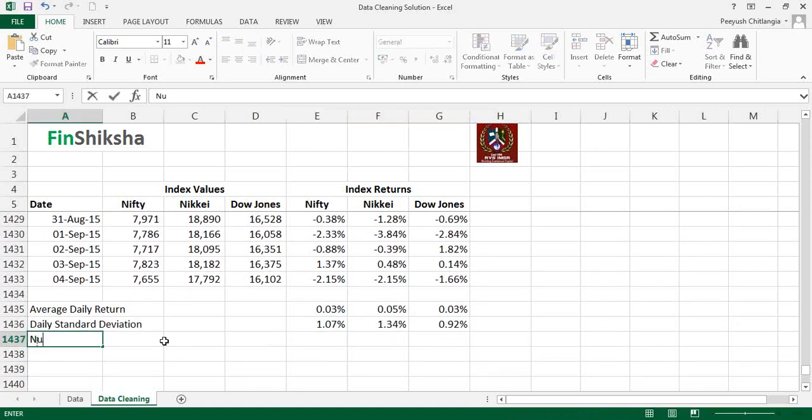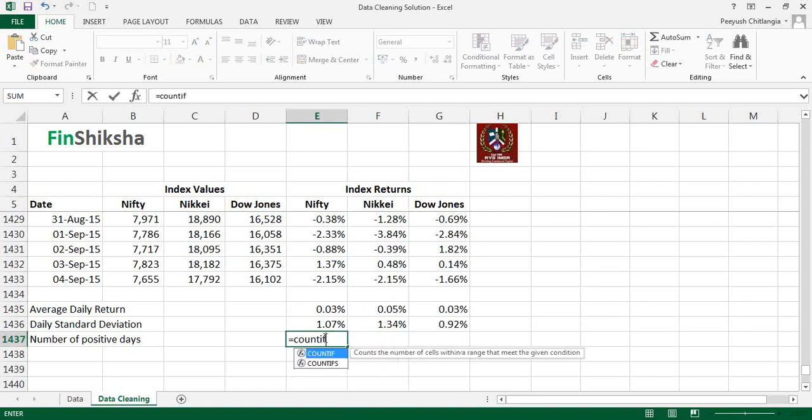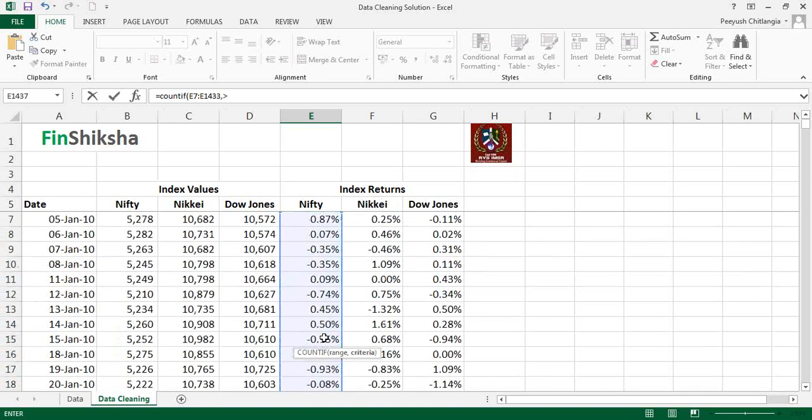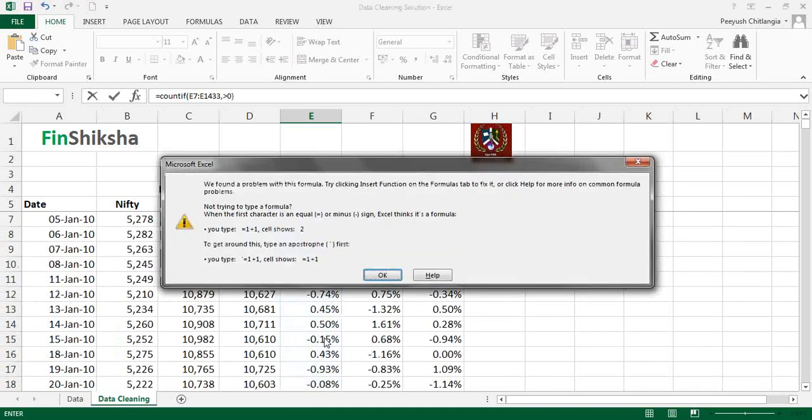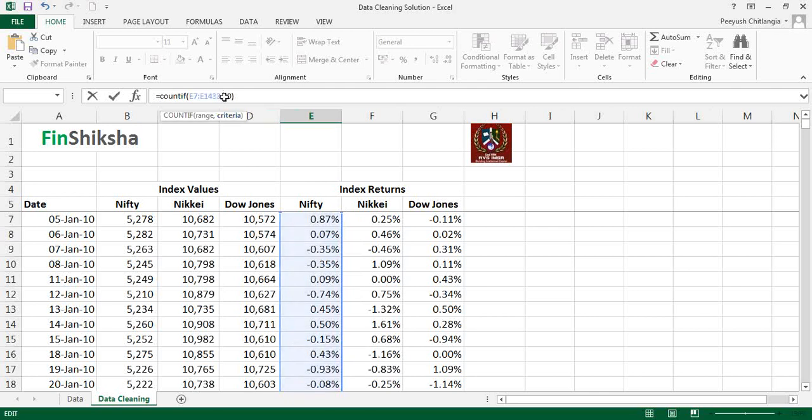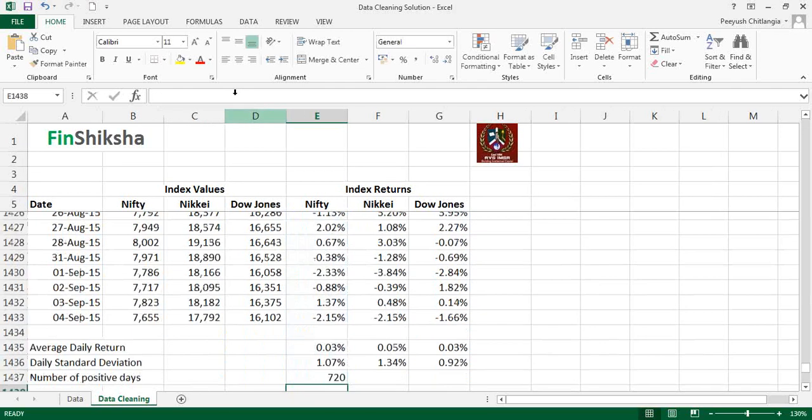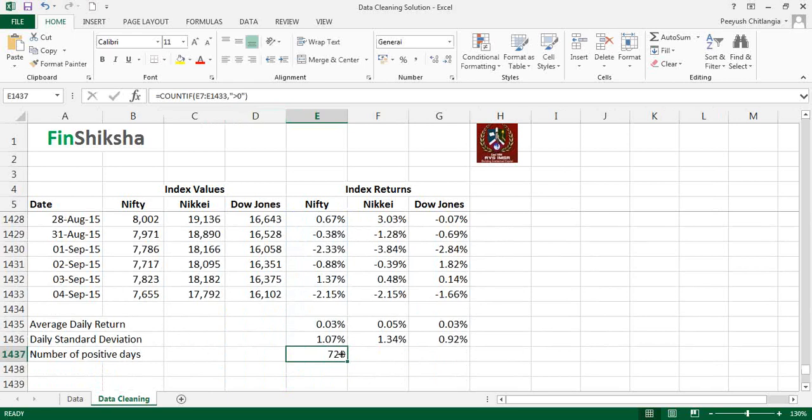Can we count the number of positive days? We could count the number of positive days by using COUNTIF. This is the range and greater than 0 is what we are counting for. We'll have to put this greater than 0 into quotes. And that gives us 720 days where it was greater than 0. And the same for the other indices as well is what we have calculated.